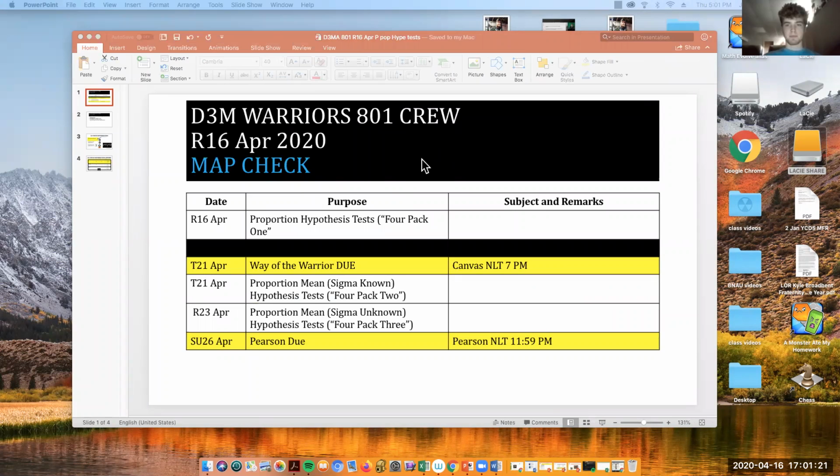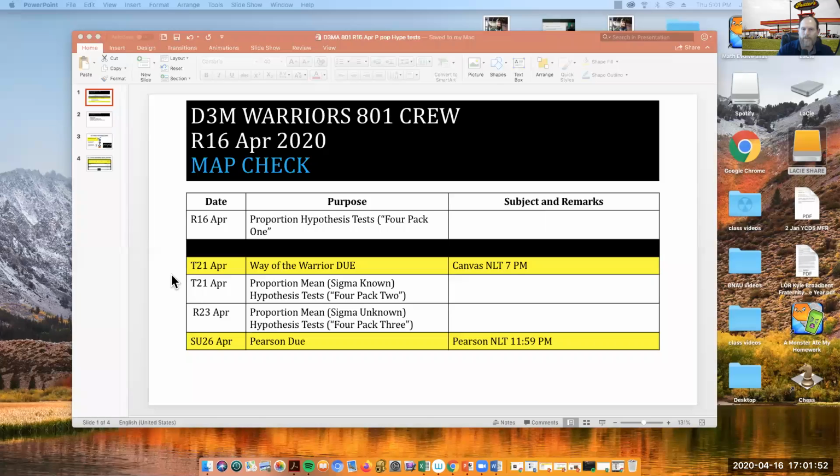All right, so here's our map check. Here we are today. Today, we're going to focus specifically on population proportion hypothesis testing. Okay. I've broken this into 3 chunks. I'm going to talk much more about that, but today we want to think about PPOP. We want to have PPOP on the brain and what a population proportion is. We'll go much more into that.